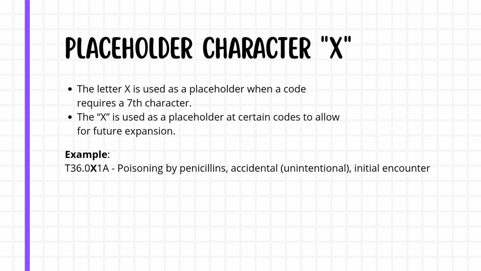Take these codes as an example. T36.0X1A. Here the X is a placeholder. In this code, there is no value for the fifth character, so we have used X to fill that empty space. Why? Because it keeps the 7th character A in the correct position. As you know, A, D, and S are the 7th characters. Remember, X doesn't have its own meaning. It's simply used so that the code follows the correct ICD-10-CM format.